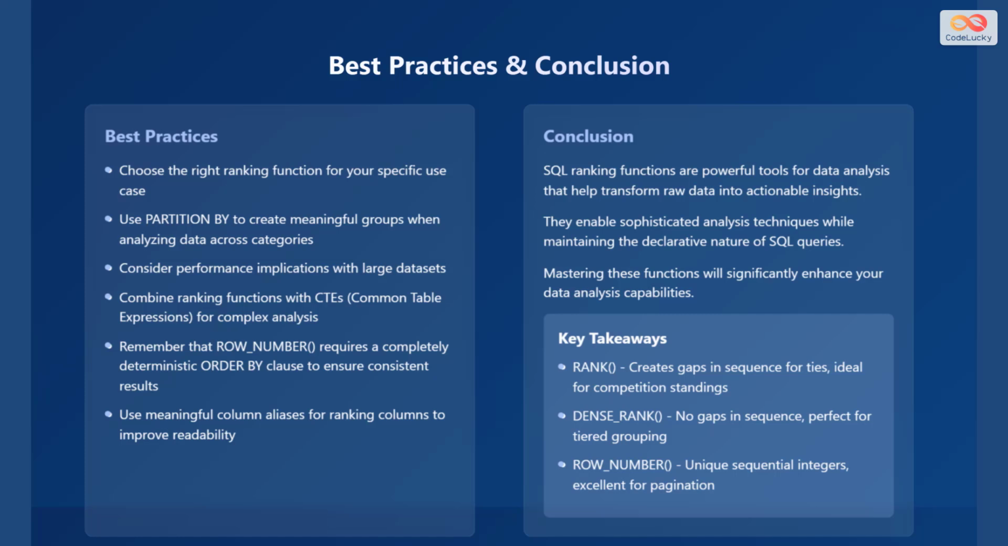Here are some key takeaways. The rank function creates gaps in the sequence for ties and is ideal for competition standings. The dense_rank function has no gaps in the sequence and is perfect for tiered grouping. The row_number function assigns unique sequential integers and is excellent for pagination.